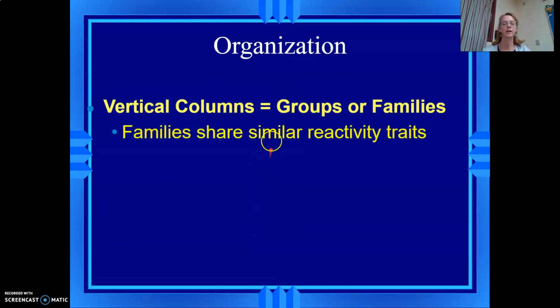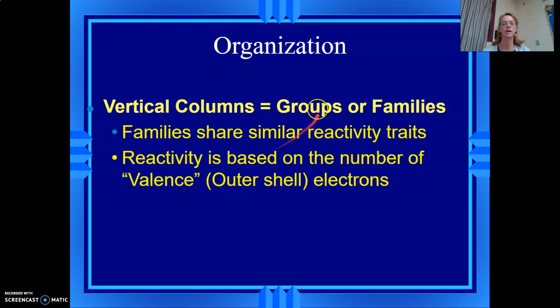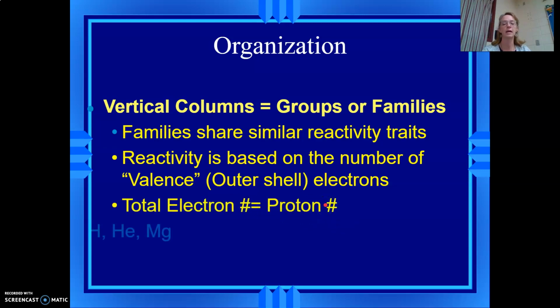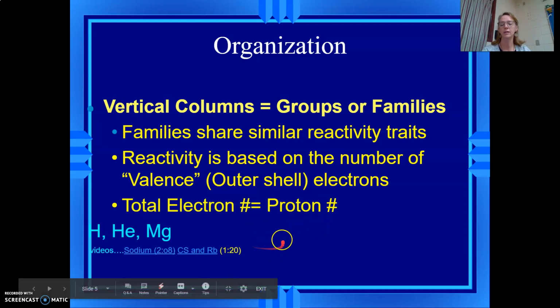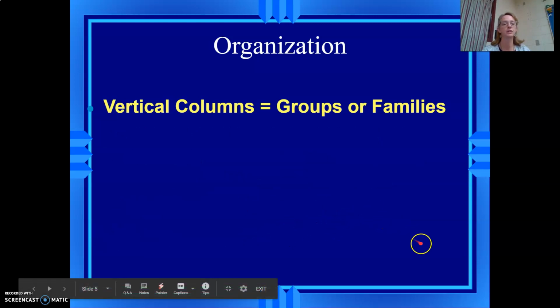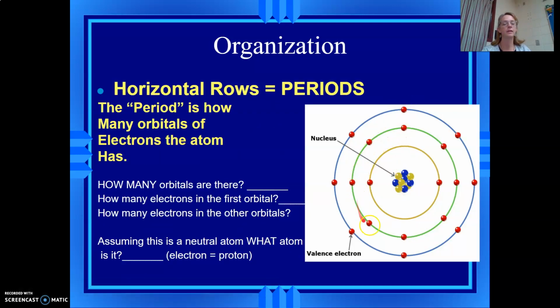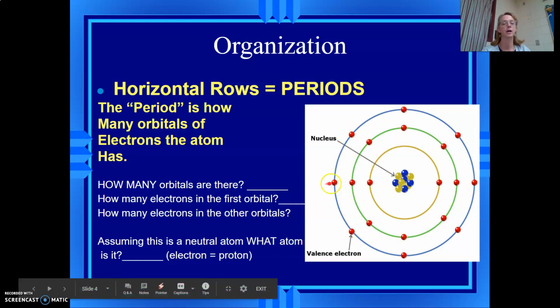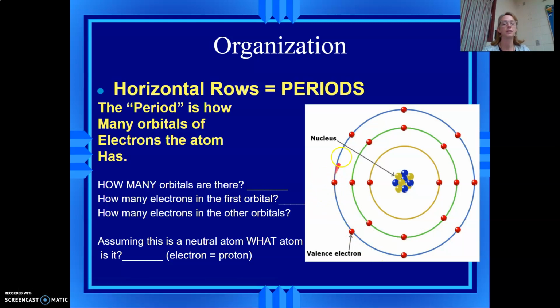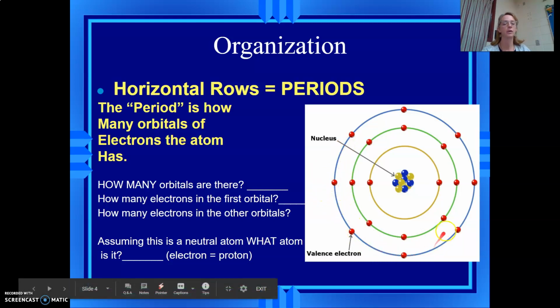Vertical columns are called groups or families, and they're grouped that way because they react the same way. So just like your groups of friends or the people in your family share similar traits, families and groups on the periodic table share similar reactivity properties. If you remember, I said electrons are the part of the atom that's going to do the reacting. The only electrons that can react are the ones in the outer shell. We'll watch these videos in class, but if you look back at this picture, everything in these inner shells is stable. The only electrons that can do anything are the ones on the very outer edge of the atom.